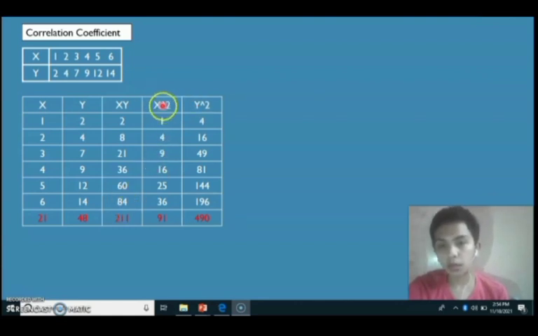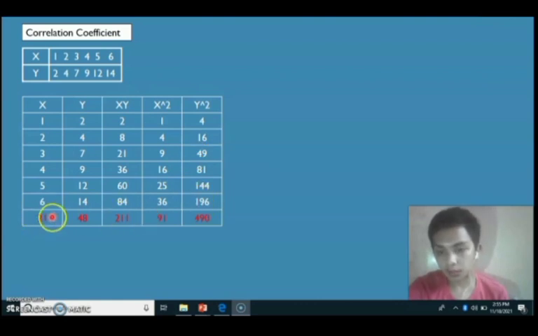And here are the squares, x squared and y squared. In x squared we will multiply the x value by itself. 1 multiplied by 1 is 1. 2 multiplied by 2 is 4. 3 multiplied by 3 is 9, and so on. We are going to do the same for the y value. We multiply the y value by itself. 2 multiplied by 2 is 4. 4 multiplied by 4 is 16. 7 multiplied by 7 is 49, and so on.